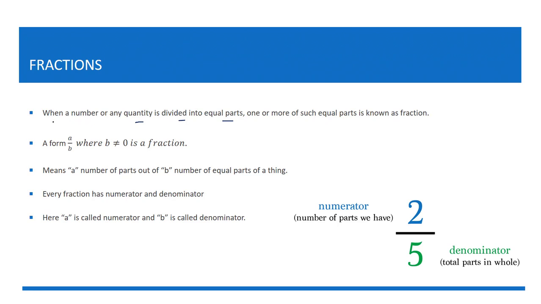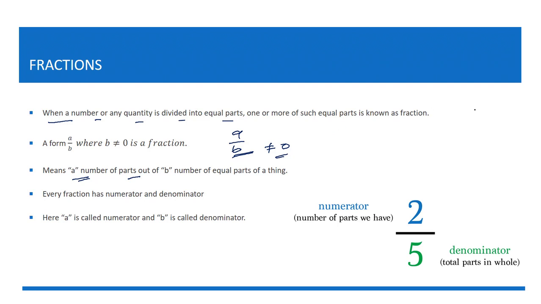Read again. When a number or any quantity is divided into equal parts, one or more of such parts is known as a fraction. You learned this already in school, right? See here, it's in the form of a by b, where b is not equal to 0. B shouldn't be equal to 0. Then it is considered a fraction. So a by b represents a number of parts.